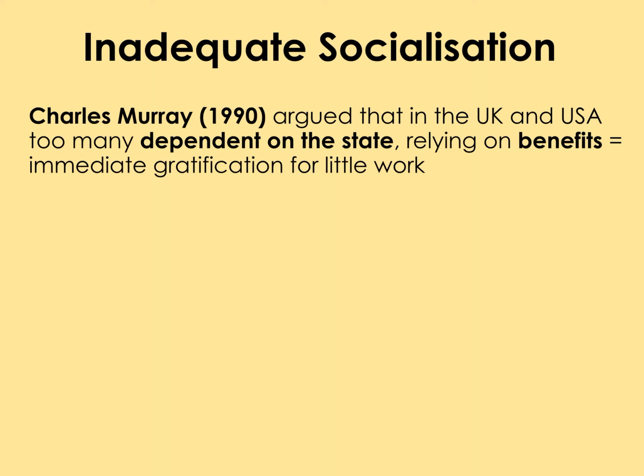He said that the UK and the USA have too many dependent on the state, which means they're relying on benefits. And one of the problems with this benefit culture is that it develops a culture of immediate gratification for very little work. So benefits mostly are paid, or were paid, weekly, although with the universal credit system in the UK, we have shifted towards a monthly payment system. But yes, most benefits are paid weekly, which meant that people on benefits were getting used to, at the end of each week, getting a benefit check, and they weren't having to work for those benefits. And Charles Murray argued that this was therefore creating this immediate gratification culture.